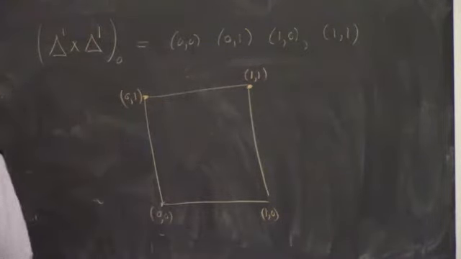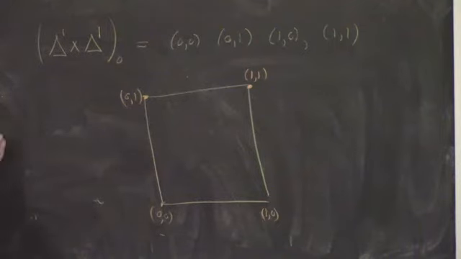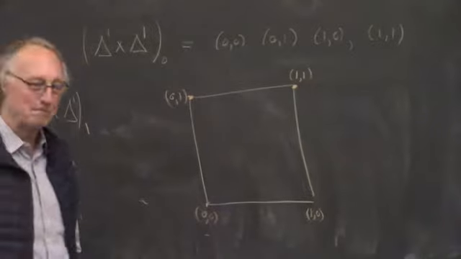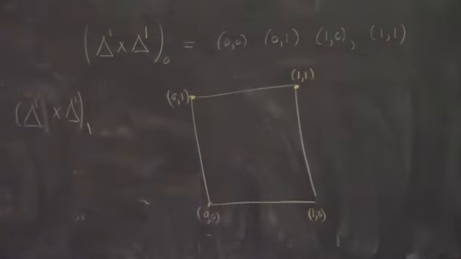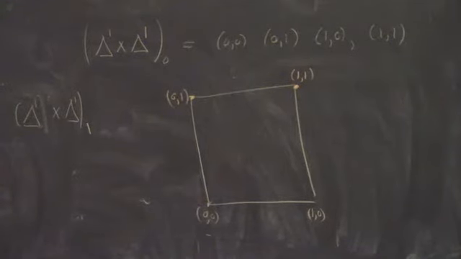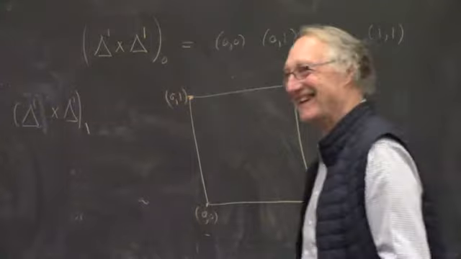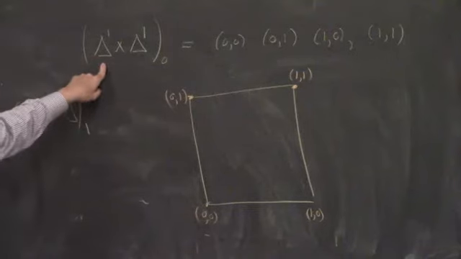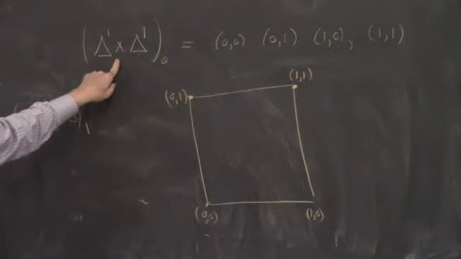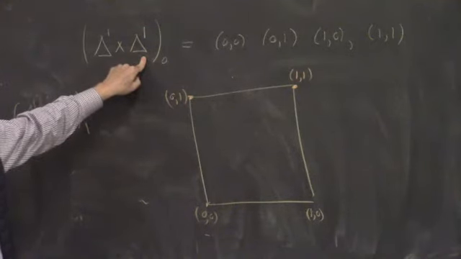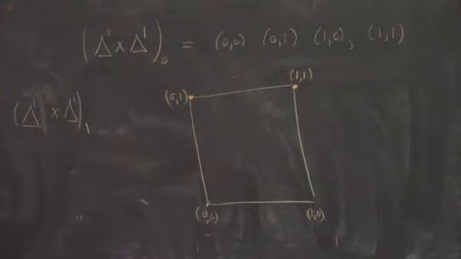Now what about 1 simplices? Delta 1 cross delta 1, in dimension 1. So how many 1 simplices are there? 1. Wrong. 4. Wrong, but closer. 9. 9. How many 1 simplices are there in each factor? 3. All right, so let's list them and try to draw them.